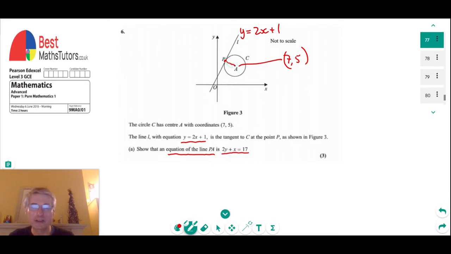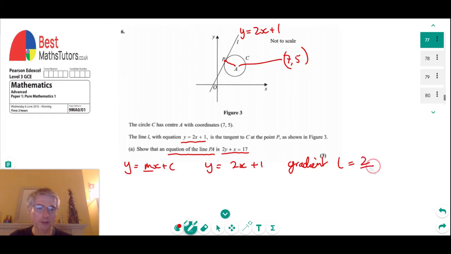So the first thing that we're going to need to do is find the gradient of the line PA. To do that, we need to find the gradient of, first of all, the line L, which is y equals 2x plus 1. That's easy enough, because if we use our general equation, y equals mx plus c, then we know that m is the gradient, and since we've got y equals 2x plus 1, we can see the gradient of L is equal to 2.